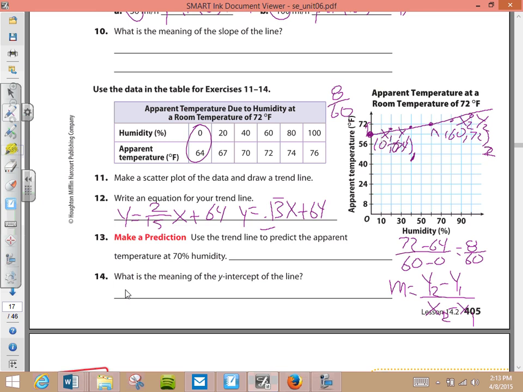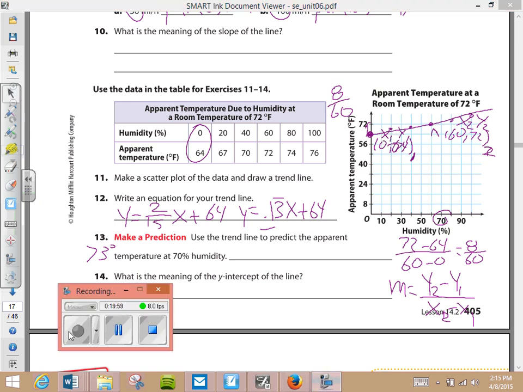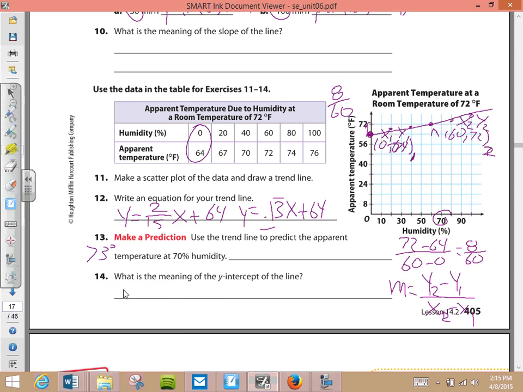All right, use a trend line to predict the apparent temperature at 70% humidity. What would you do? You can estimate it by looking at it or by plugging it in. By looking at it, I can go to 70 and say it should be around 73, right? It's right above 72. But why don't you go ahead and actually plug it in into the calculators? 0.13 times 70 plus 64. Let's go. So yeah, my prediction was pretty close. So you can do it just by looking at it or by calculating it. So y equals what?